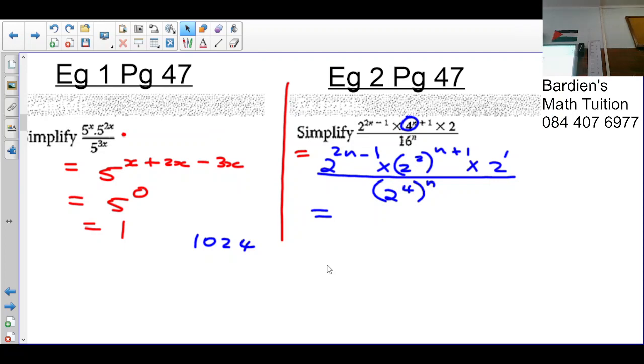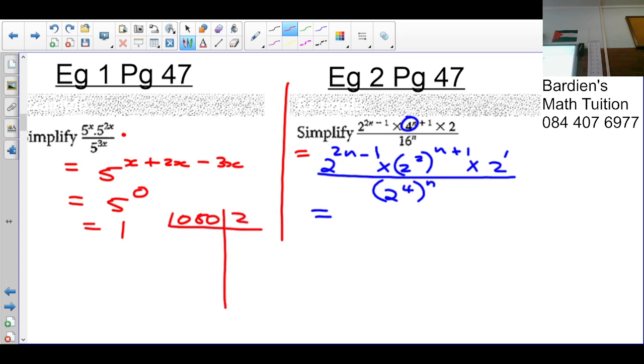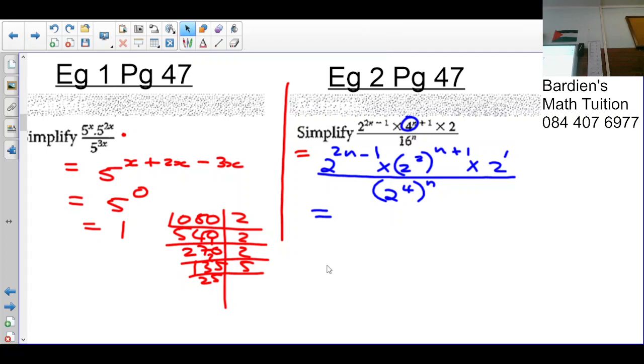Now say for argument's sake you're stuck now and you don't have a calculator. So you go 1080. Products are: 2 goes into here, 540. 2 goes there, 2 carry 1, 70. 2 goes there, 1, 3, 5. 5 goes into there. 5 goes into this. 10 is 2, 5. No. Is that correct? No, it's not. You see here, I can't even get this out.